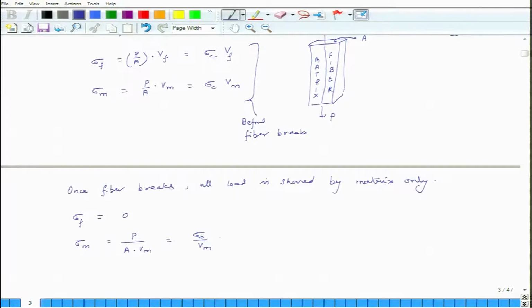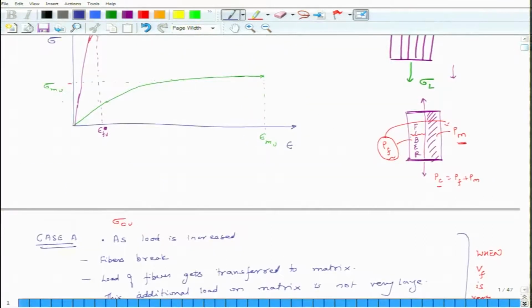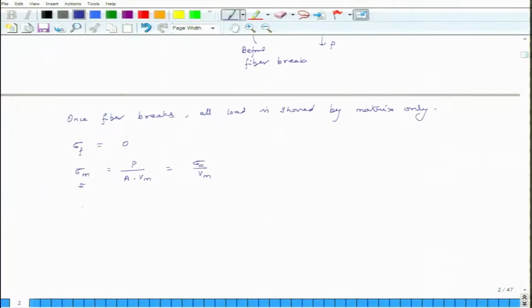Now, as I keep on increasing my sigma C, sigma m also increases, and once this sigma m equals sigma mu, the matrix breaks. So, at this point the fiber has broken and the matrix has broken. So, the entire composite has failed.